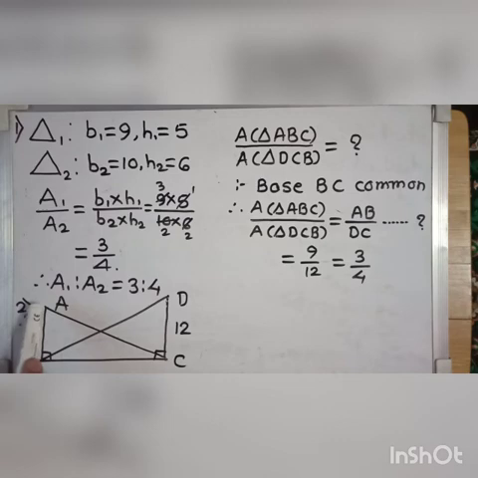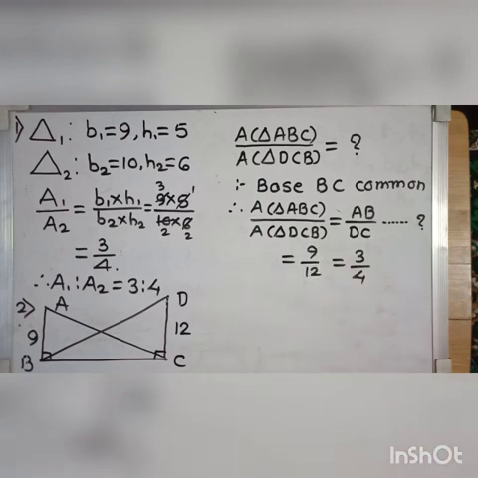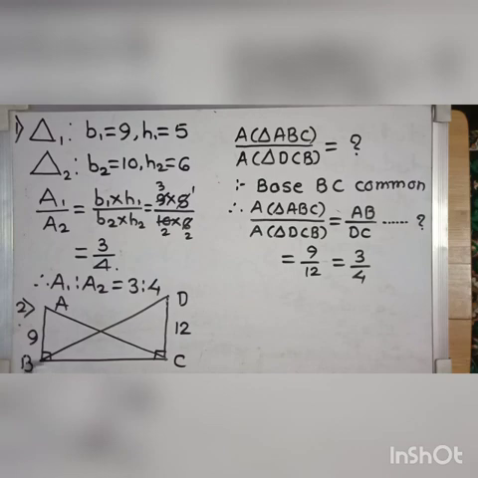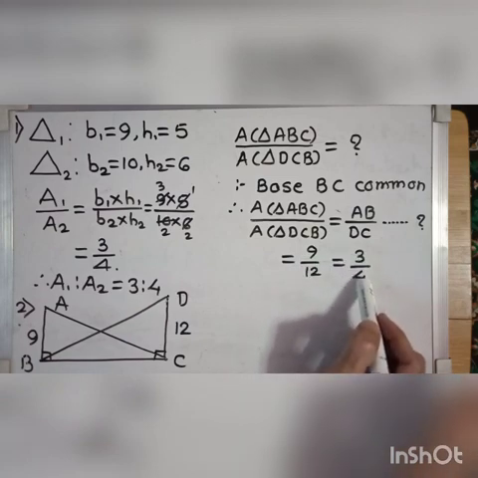Now these two triangles, that is triangle ABC and triangle DCB, have the same base BC or common base BC. So area of triangle ABC upon area of triangle DCB is equal to height AB upon height DC by our theorem, that is triangles having the same base. So this ratio is 9/12, that is 3 is to 4.